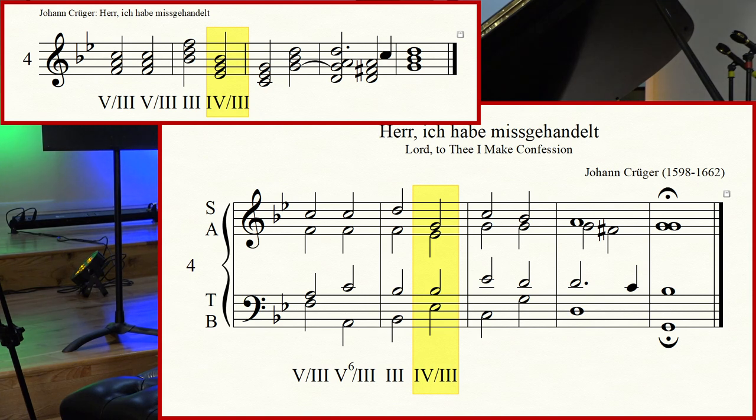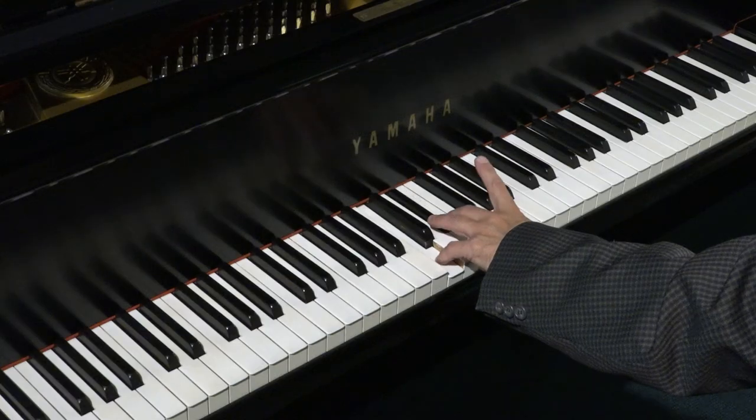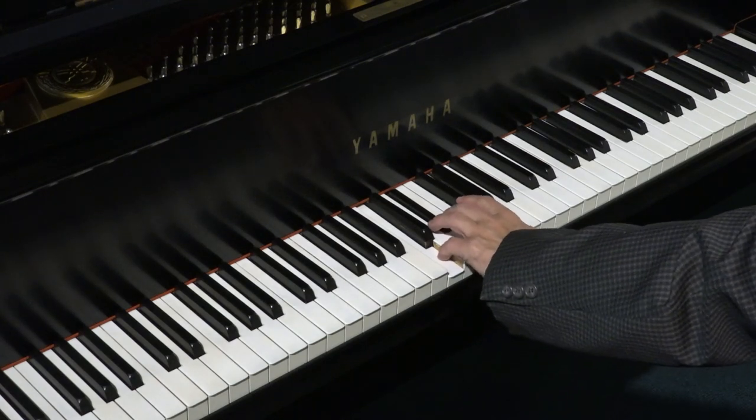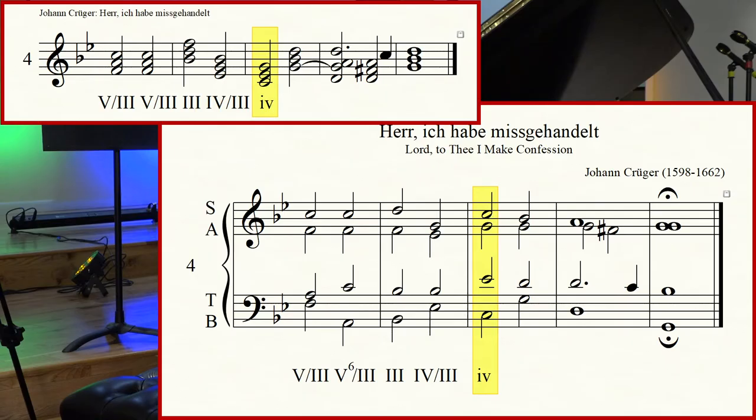Let's see what happens in the next chord. The next chord is a chord built on C minor: C, E flat, G. And again, this chord could work in both keys quite well. C, E flat, G is the chord of the 4 in G minor. And it's also the chord of the 2 in B flat major.